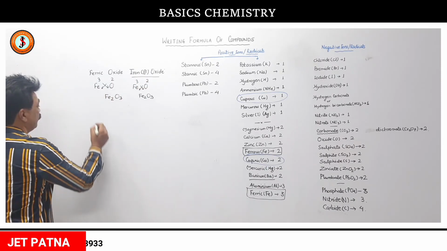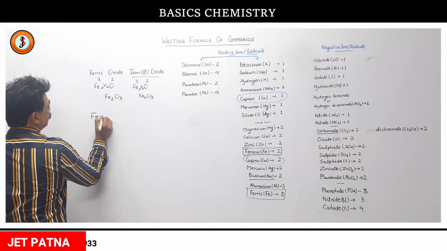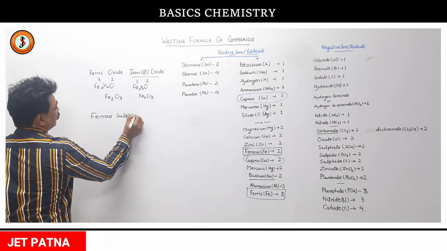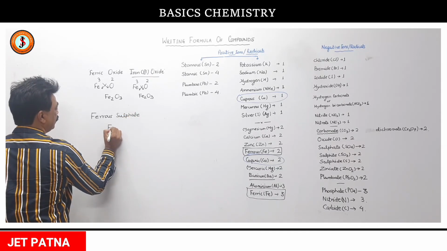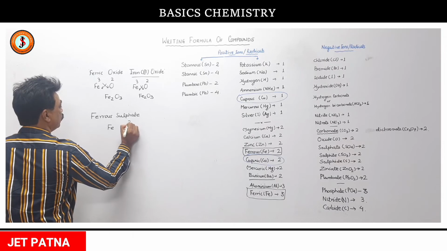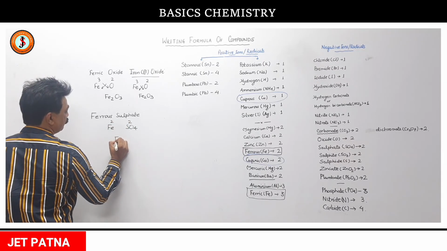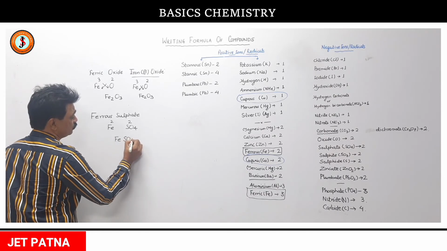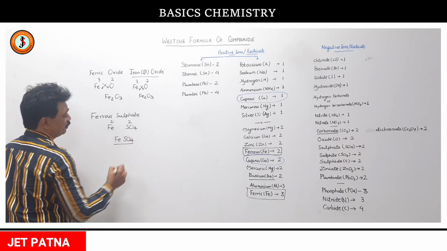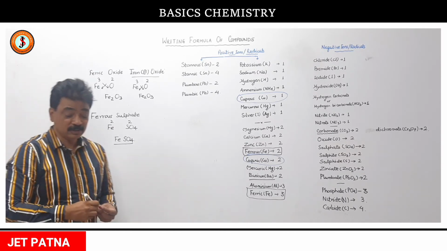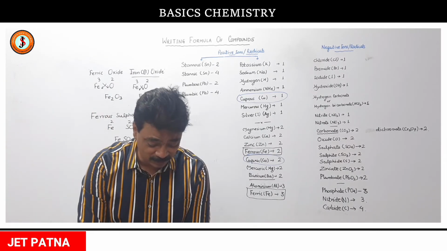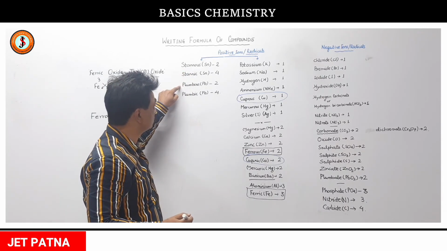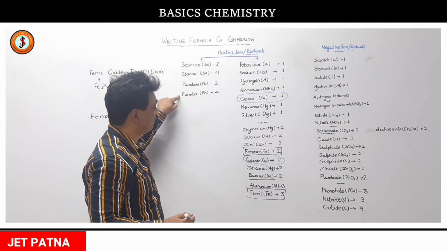And if I say ferrous sulfate, then what will happen? FeSO4. Both the valencies are 2, so if we cross multiply, first it is Fe2SO4, but both the valencies are 2, so they cancel out, so we write ferrous sulfate as FeSO4. The same thing is with stannous. Stannous is 2 and stannic is 4. Plumbous is 2 and plumbic is 4.